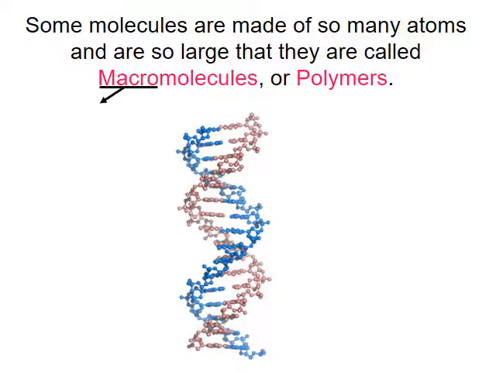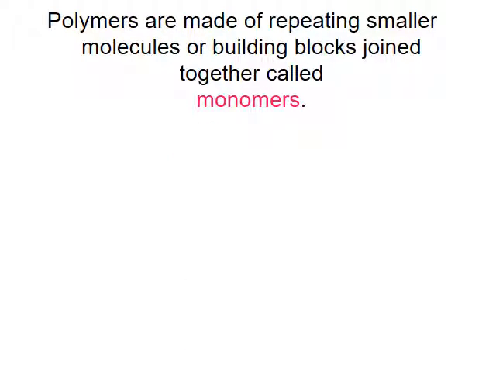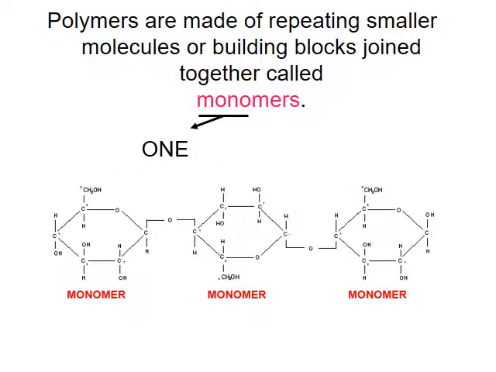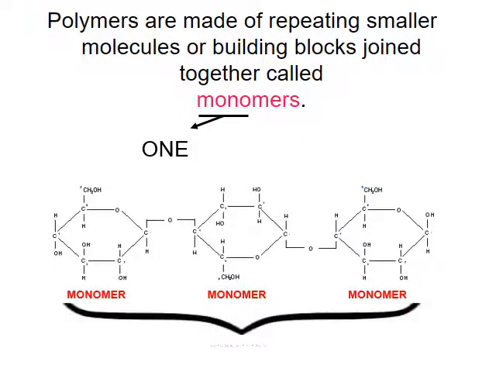Some molecules are made of so many atoms and are so large that they are called macromolecules, or polymers. Macro means big, and poly means many. Polymers are made of repeating smaller molecules or building blocks joined together called monomers. The prefix mono means one. A monomer is a single subunit that has the basic structure of what it takes to be that biomolecule. When these monomers are joined together, they form a polymer. Many polymers together will form the actual food items or the organism.